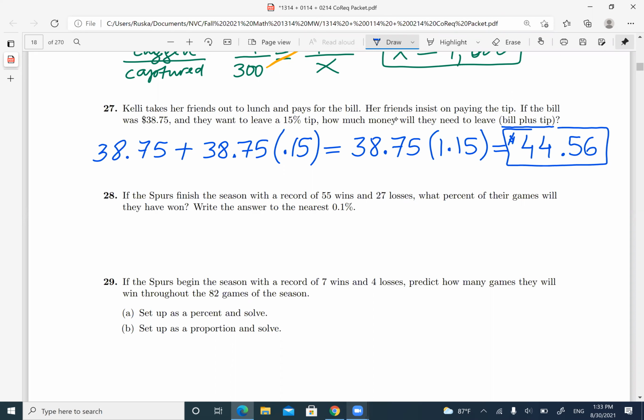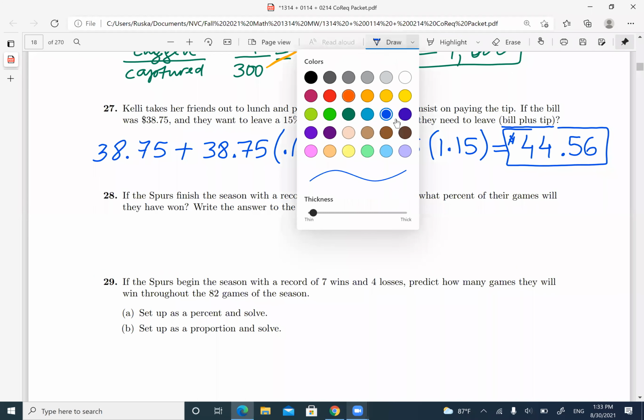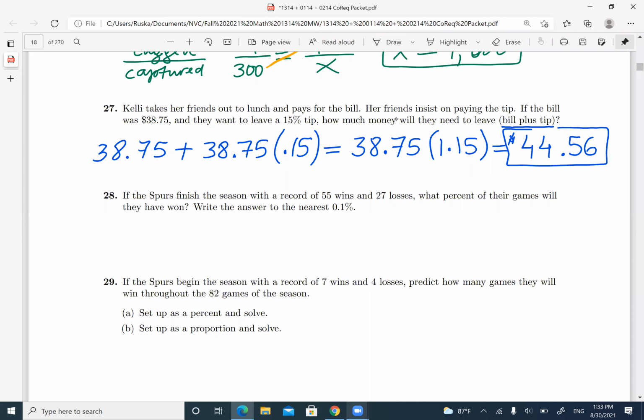Yes, ma'am. Okay, so remember when you have to find the total, like a total bill, bill plus tip, you can multiply by 1 point and then the percent, okay? And that's a faster way to do that. Okay, the next one we have is number 28.